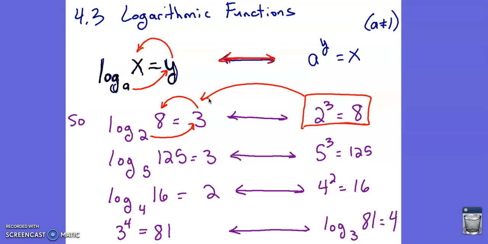So log base 5 of 125 literally means 5 cubed is 125. Log base 4 of 16 is 2, because 4 squared is 16. So what if I had 3 to the 4th equals 81? This is an exponent right here. Well, that could be written as log base 3 of 81 equals 4, because 3 to the 4th equals 81. So make sure you're familiar with how to write that, going from logarithm to exponent and then exponent to logarithm.